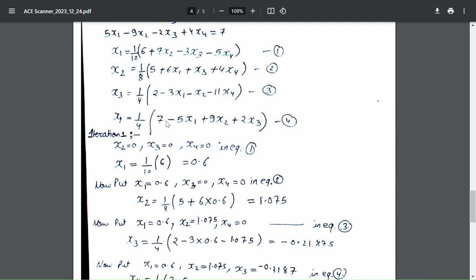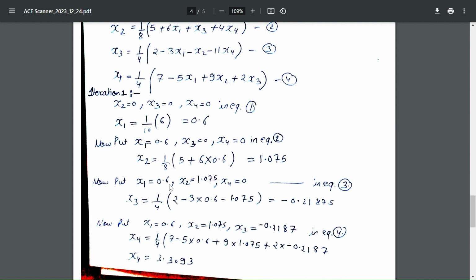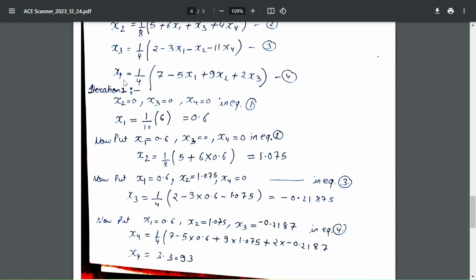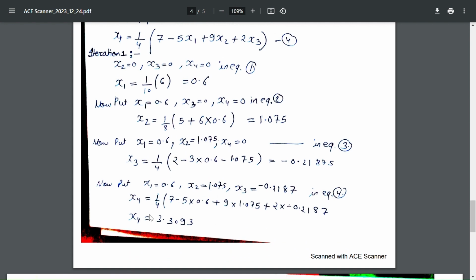Now we get new values of x1 and x2, and x4 equals to 0. So we will put new value of x1, x2 and old value of x4, which is 0. So we get value of x3. So on putting x1 equals to 0.6, 1.075 as x2 and x4 equals to 0, we get x3 equals to minus 0.21875. Now we will put x1 equals to 0.6, x2 equals to 1.075, x3 equals to minus 0.2187 in equation number 4 to find value of x4. So on putting in the equation, we get x4 equals to 3.3093.